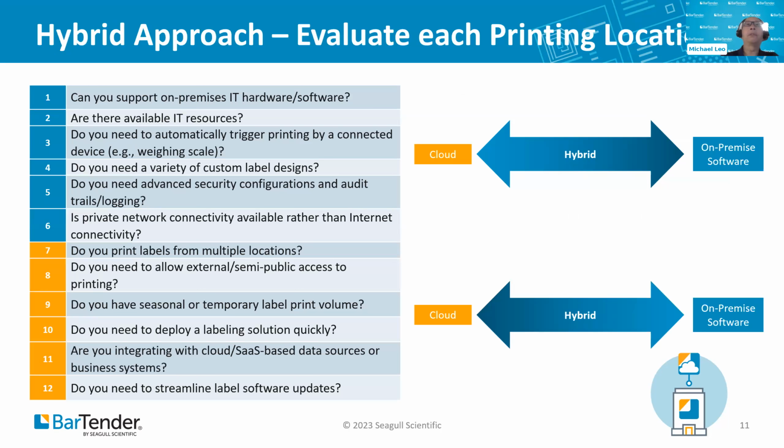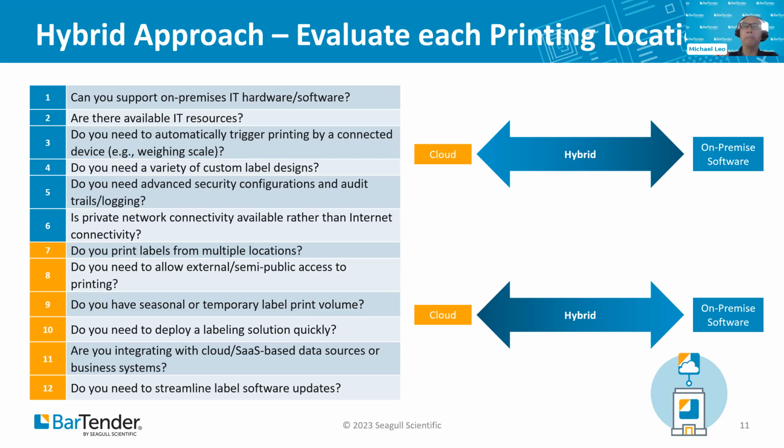Next, we have a summary of all the questions that we've seen. And what we're seeing is that the question of whether it's a best fit as on-premise software or as a cloud-based deployment is something you need to ask for each of your printing locations, right? As you've gone through these questions, it's really not an organization-wide approach, as cloud is appropriate for your entire organization or on-premise software isn't appropriate for your entire organization.